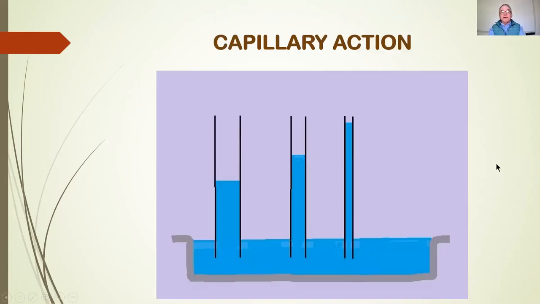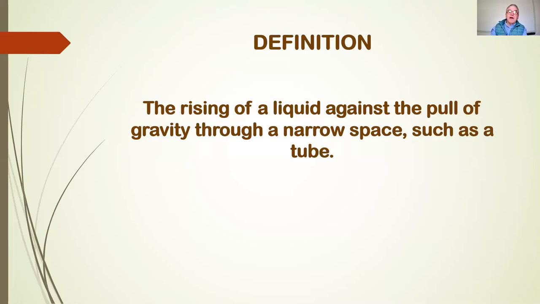Now we're going to shift to another property of a liquid. It's called capillary action. And capillary action, by definition, is quite simple. It's the rising of a liquid against the pull of gravity through a narrow space, such as a glass tube. It could be a biological vascular system.